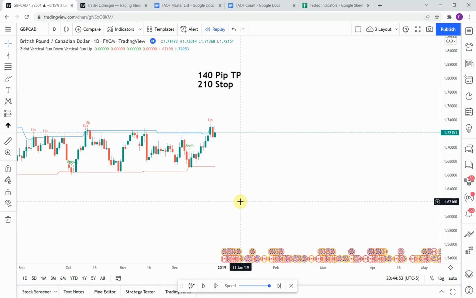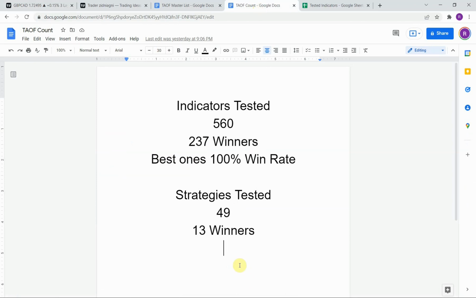Alright, as I said, today we will be testing the Zidni vertical run down, vertical run up indicator. Before we do though, I wanted to put the testing scoreboard up for everyone to see. So to date, we have tested a total of 49 different strategies, with 13 of them being profitable. We have also tested a total of 560 indicators, with 237 of them being winners. The best ones so far were able to achieve a 100% win rate.